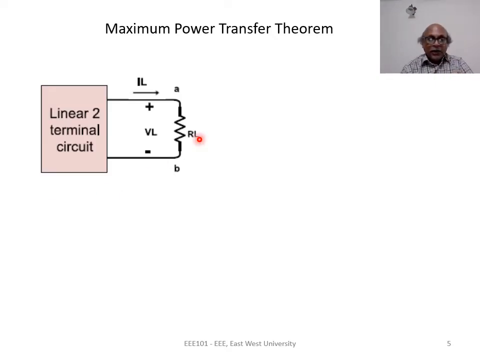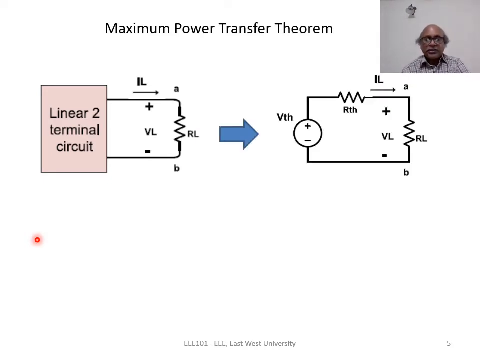We come back to our schematic diagram. We are transferring power to this load resistance RL from the linear two-terminal circuit. The linear two-terminal circuit can be replaced by its Thevenin's equivalent VTh in series with RTh. The load power is VL-IL. VL is the voltage across load and IL is the current through the load.